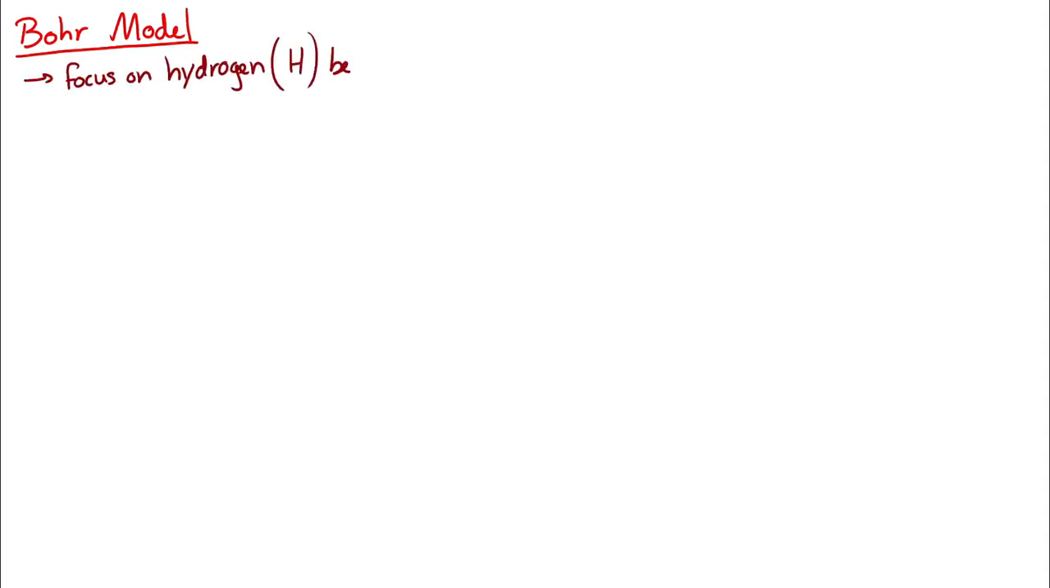So now let's move on to the Bohr model. And when we think about the Bohr model, we're going to focus a lot on hydrogen. The reason why is because it's the simplest atom. It has 1 proton and 1 electron. Maybe some neutrons, but don't worry about them.